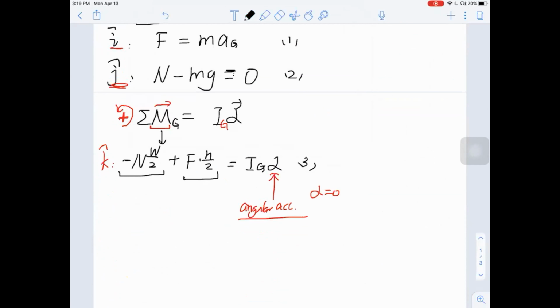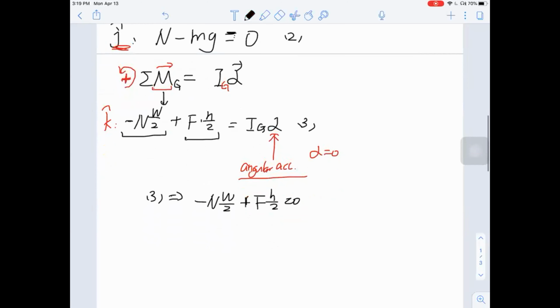Okay, so let's just look at equation 3. If alpha is 0, right hand side is 0, then we end up with negative N W over 2 plus F H over 2 equal to 0. And we can find what is F, since we don't know what is F. F is going to equal to mg W over H. So we get expression for F.